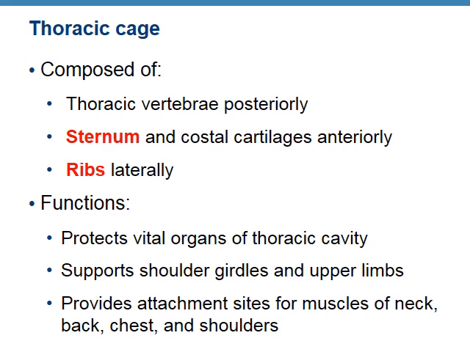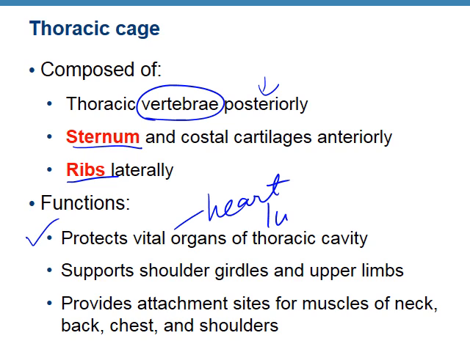Now we move on to the thoracic cage. So the thoracic cage is going to involve the sternum, the ribs, and the vertebrae in the back, remember, posteriorly. So what is the thoracic cage going to do for us? It's going to protect our vital organs. What are the vital organs here? This is our heart, our lungs, right? It's going to support our shoulders, and it's going to provide attachment sites for muscles of the neck and the back and the chest and the shoulders.